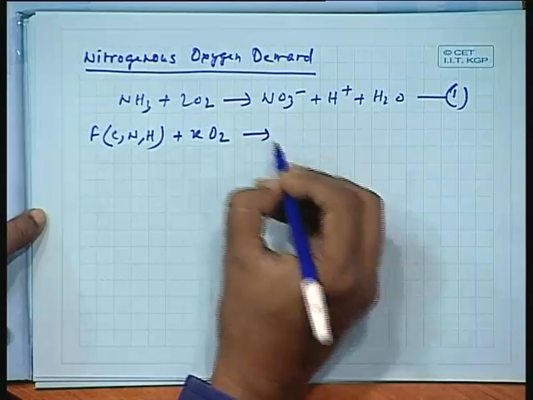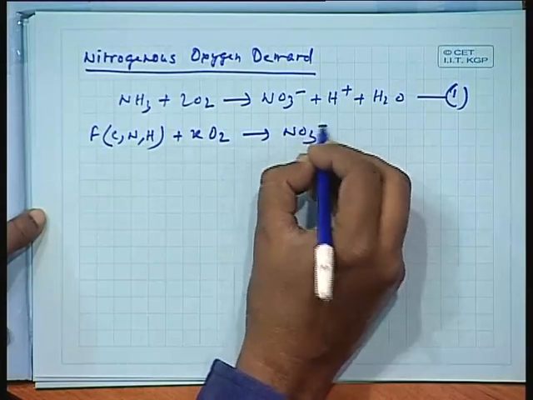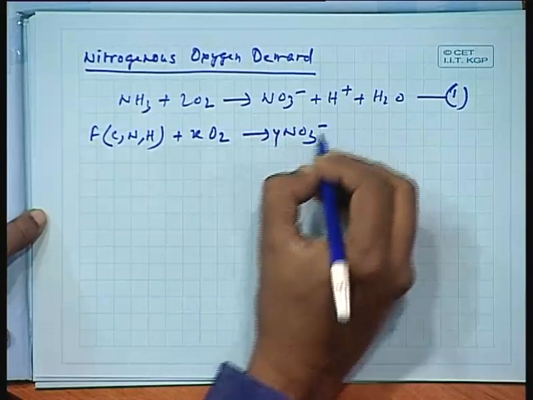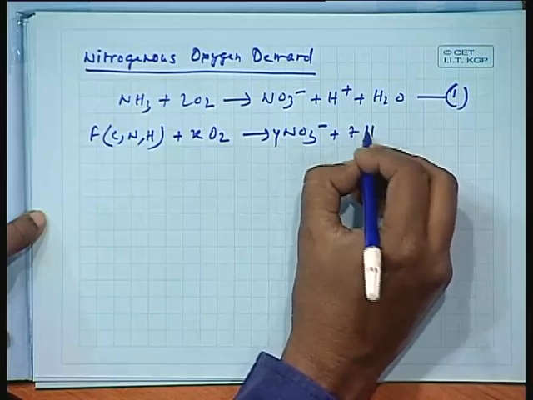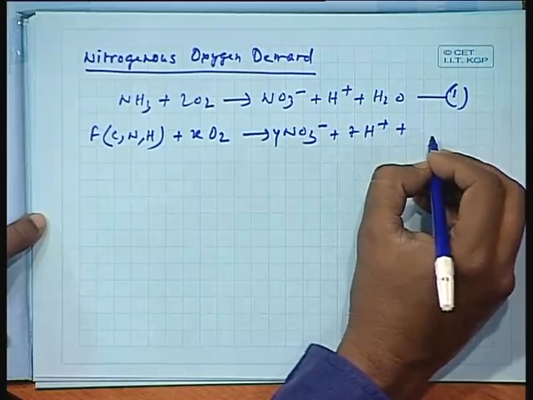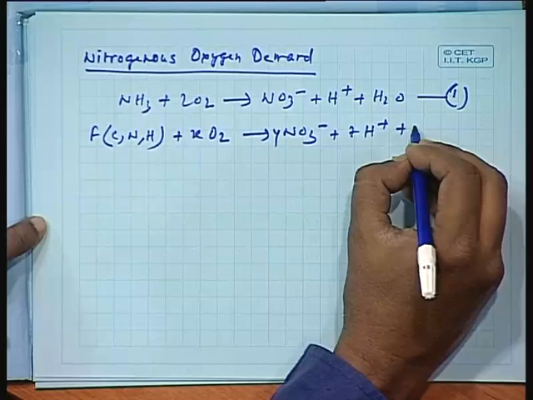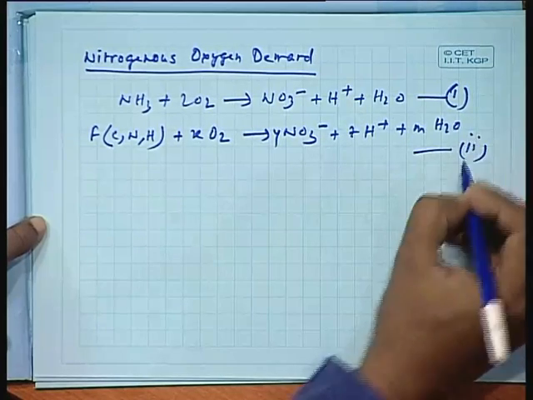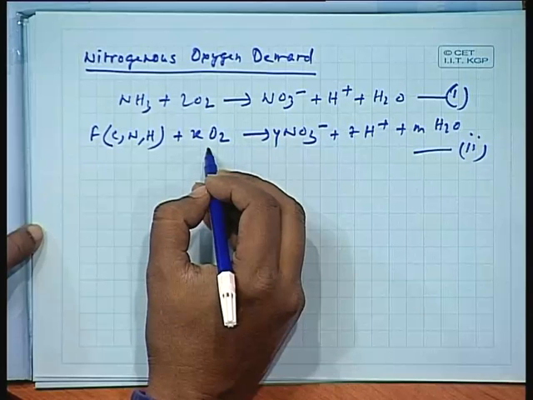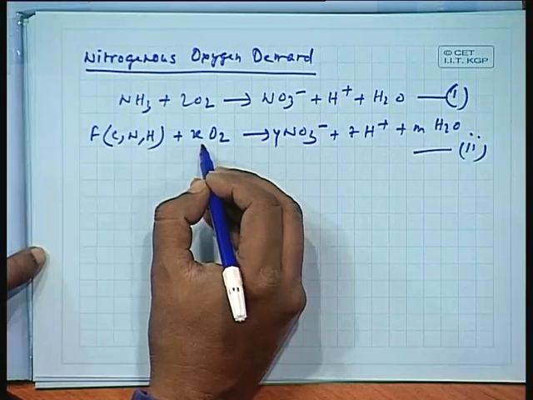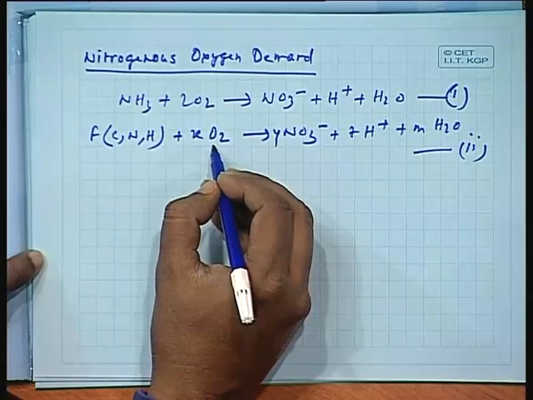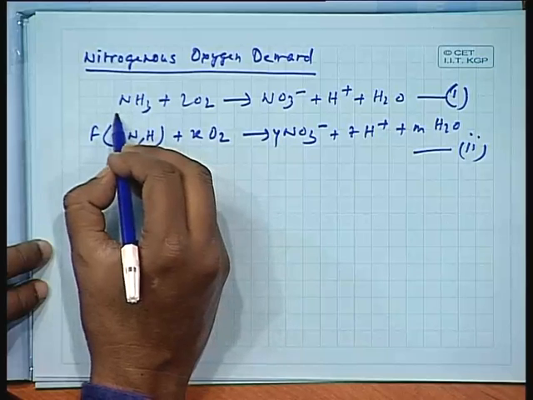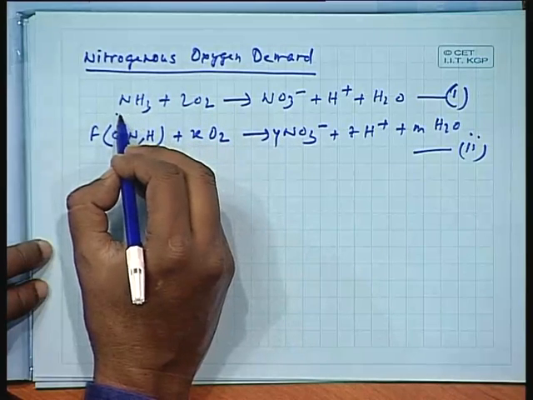In such cases, if we can establish X O2 plus C N H giving Y NO3, then Z H plus, and M H2O. If you can establish a relationship, we can also find out the oxygen demand. Try to understand this. This is a basic equation that we have just found out, right?